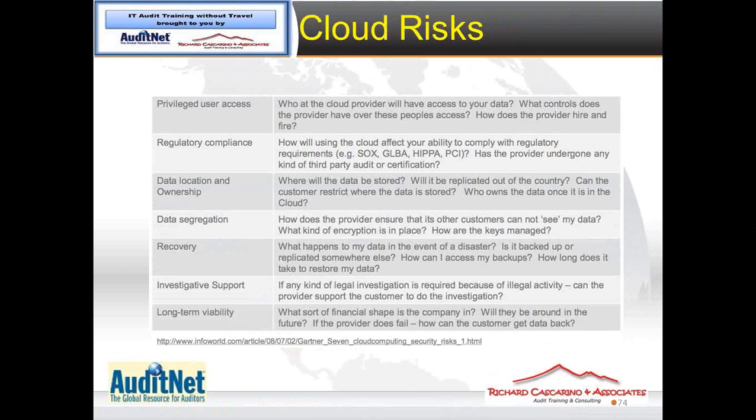Do you know where the backups are going to be kept? Who owns the data once it's in the cloud? Is it yours or is it the provider of the service? Data segregation, recovery. That's from an article that came out way back in InfoWorld, looking at cloud computing security risks. There's a download site there that you can bring it down from.